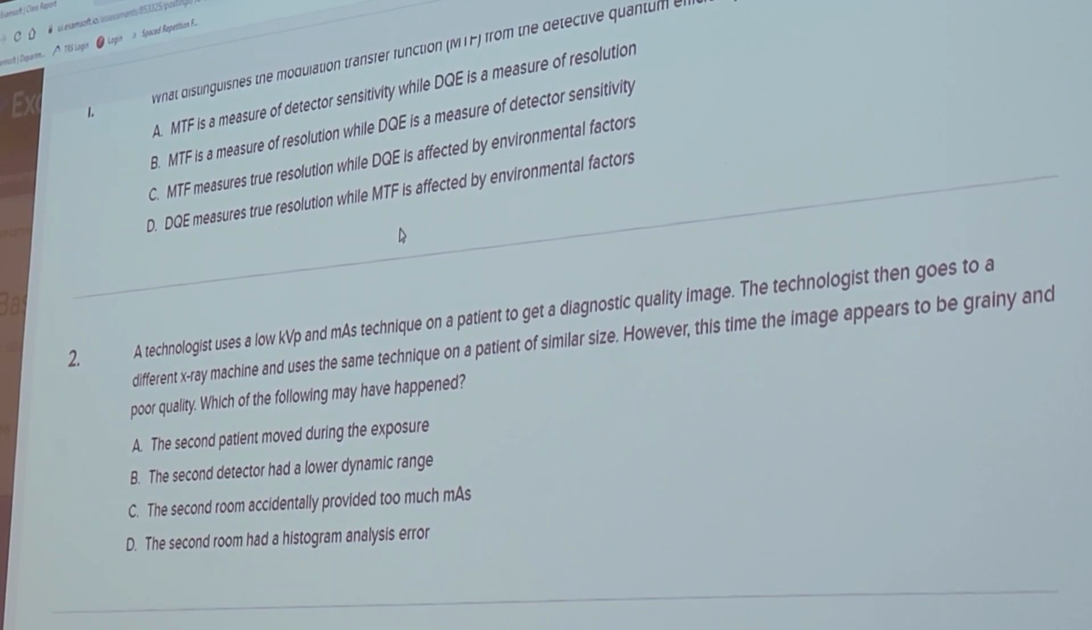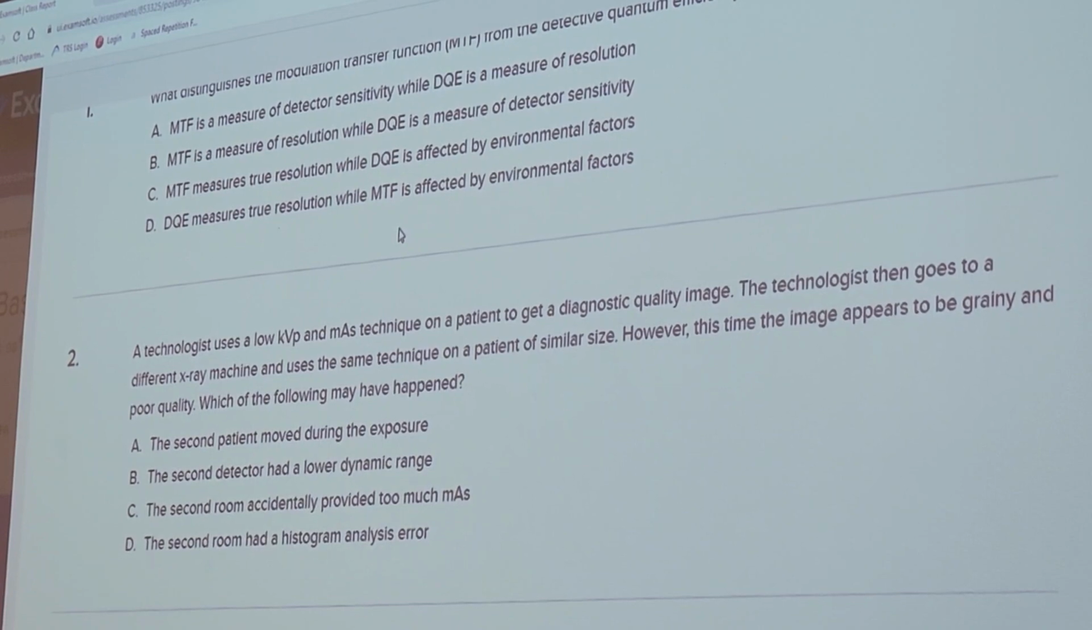So the answer to this is B. Basically, with the new DR, we have this thing called dynamic range. It gives us leeway on our technical factors. So no matter what DR machine you use, most of the time it's going to have the same kind of image quality, just because the DR gives you a little leeway on what you can do.